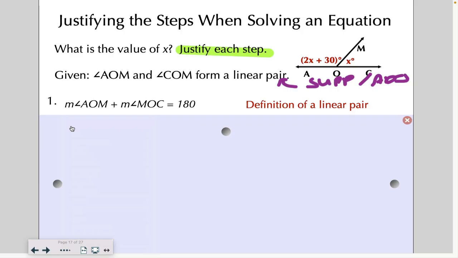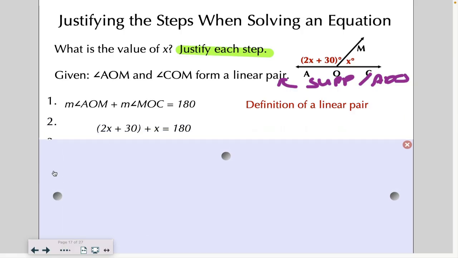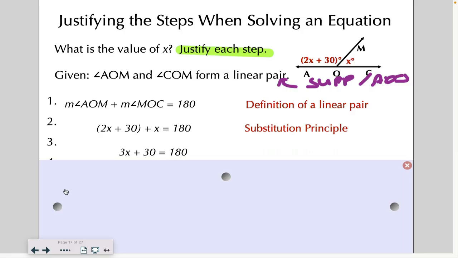Benji? 2x plus 30 plus x equals 180 and substitution. That's substitution. Now, it's technically called the substitution principle. I'm fine if you just write down substitution. That is the full name, but if you just write substitution, that is good for me. Who's got the next step? Cora. I had 3x plus 30 equals 180, which is combining like terms. Combining like terms. Pretty good.